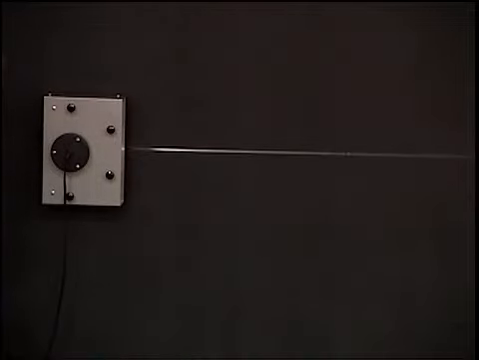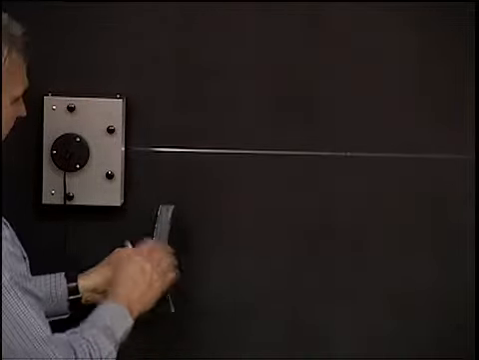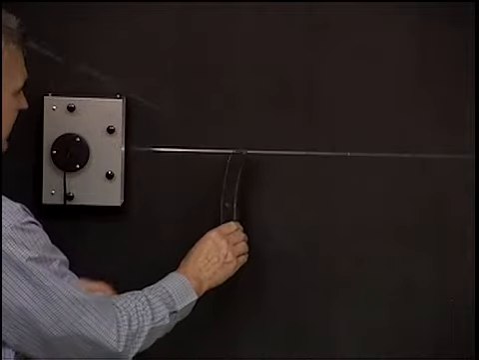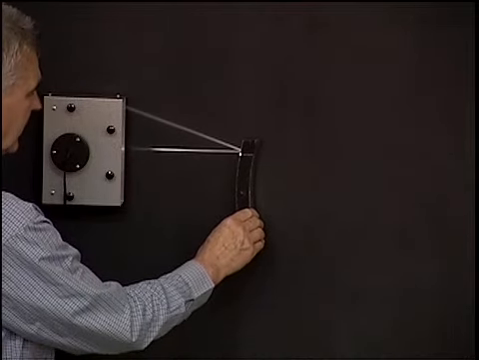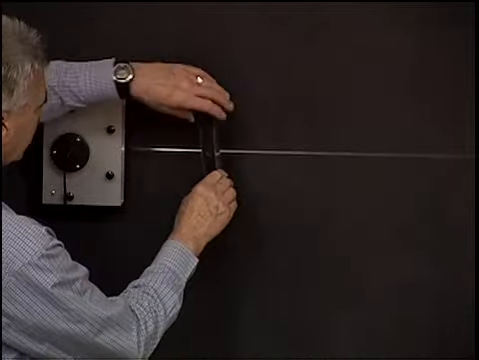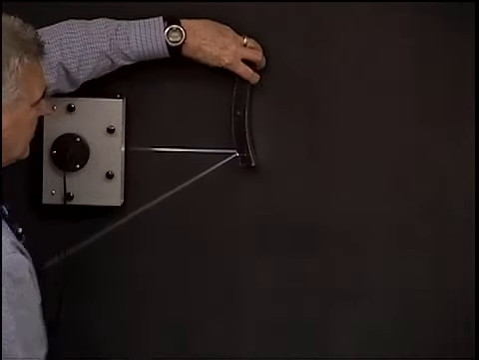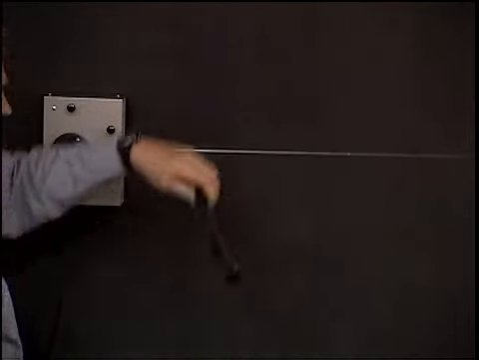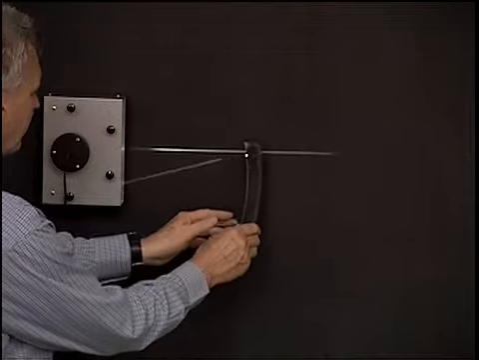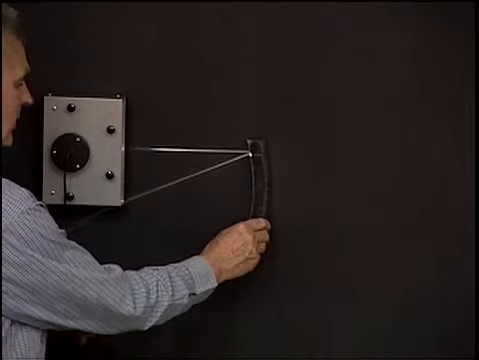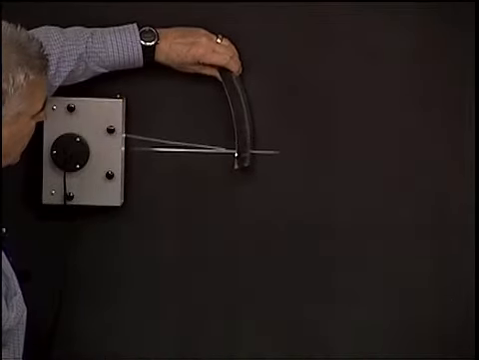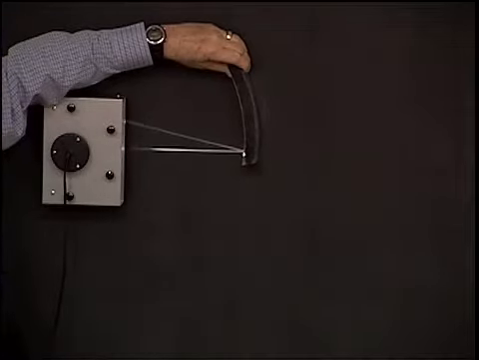Note that with the convex mirror, if I have a beam coming in horizontally and it strikes the top part of the mirror, it'll be reflected upward. If it strikes the bottom part of the mirror, it'll be reflected downward. With a concave mirror, if it strikes the top part of the mirror, it'll be deflected downward, and if it strikes the bottom part of the mirror, it'll be deflected upward.